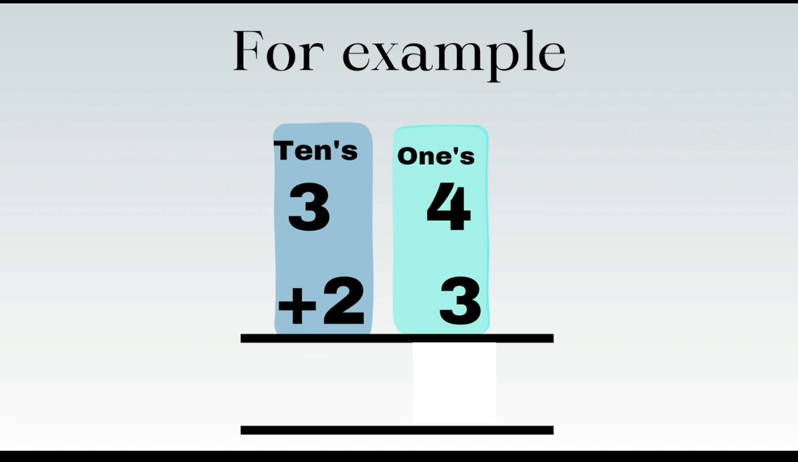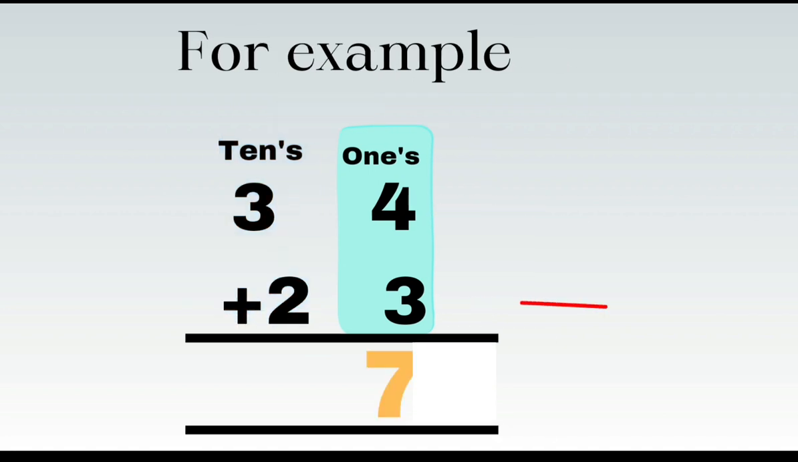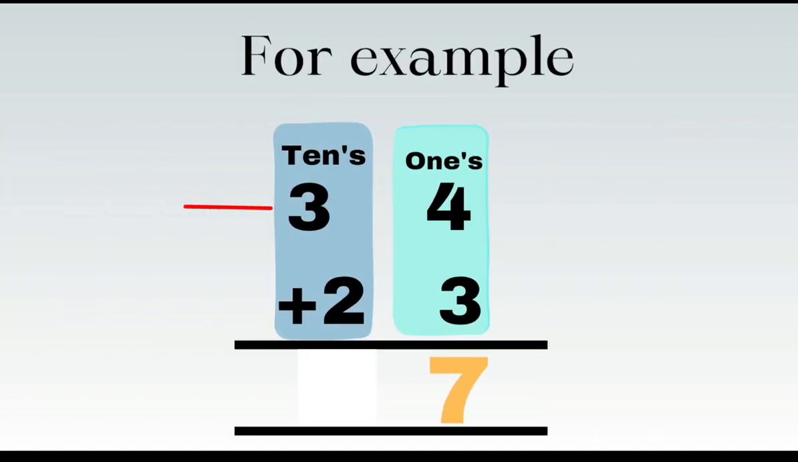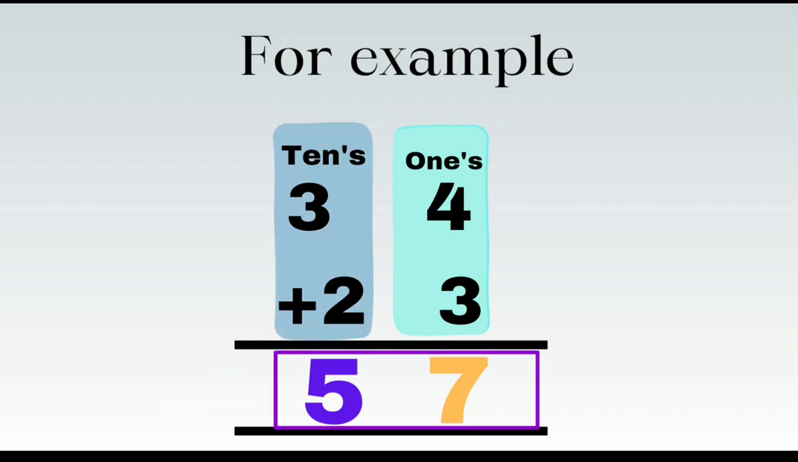4 plus 3 is equal to 7. 3 plus 2 is equal to 5. The answer is 57 by adding 34 and 23.